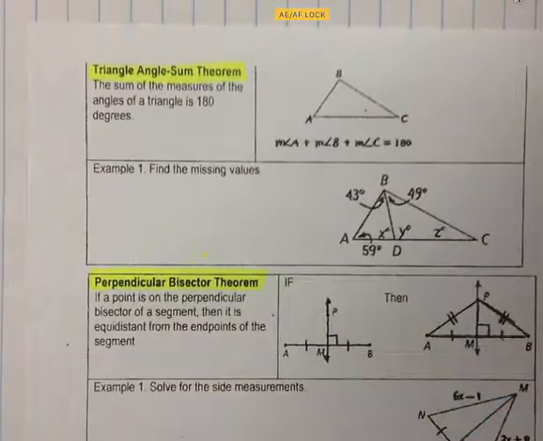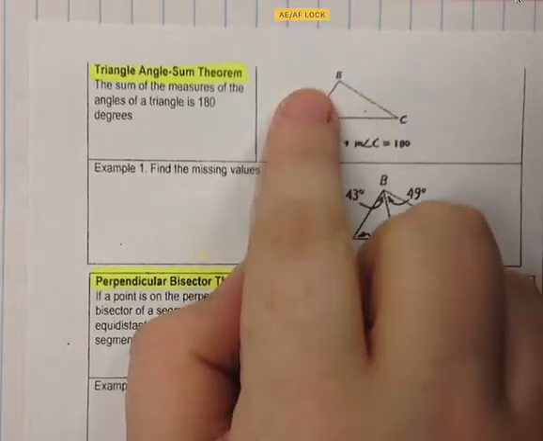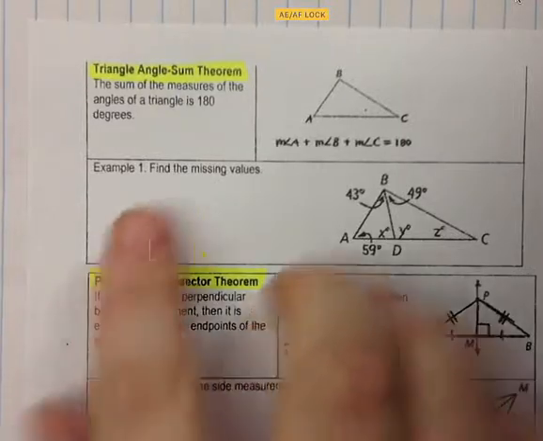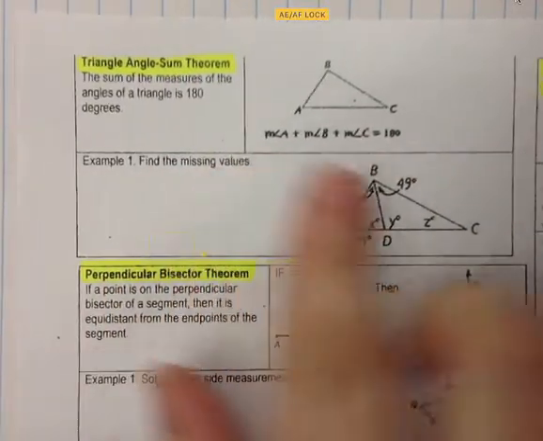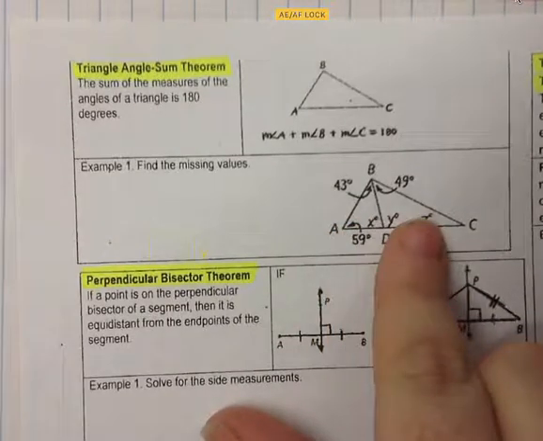The triangle angle sum theorem states that the sum of the measures of the angles of a triangle is 180 degrees. It just states that all angles in a triangle will add up to 180 degrees. So to apply this, we're going to use this theorem to figure out the values for x, y, and z.